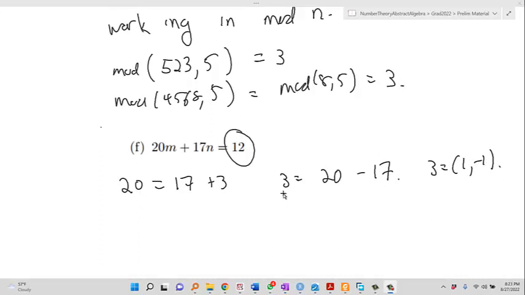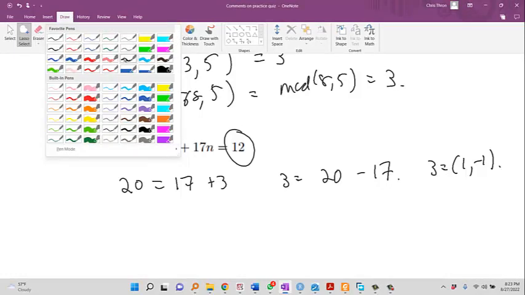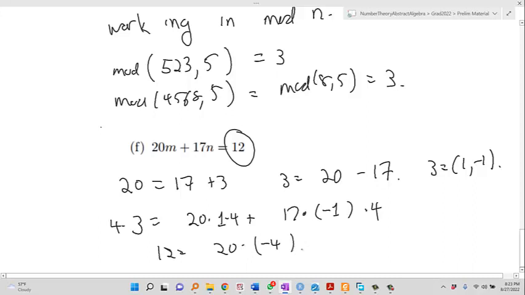Now you could continue to work this down, which is possible, but actually in this case, we can do a shortcut. Notice that what you have here is 3 is equal to 20 times 1 plus 17 times minus 1. All right, now what do I want? I want 12. Multiply both sides by 4. So I have 12 is equal to 20 times 4 plus 17 times minus 4.